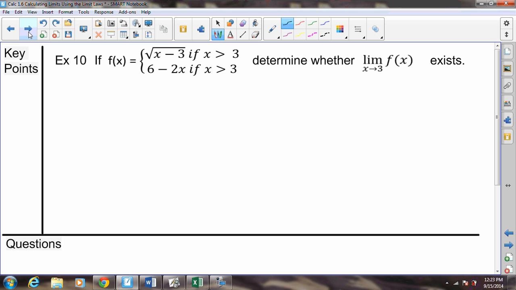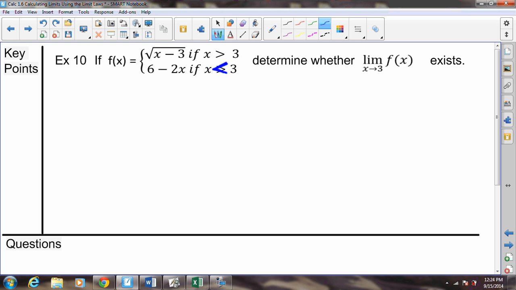Example number 10. If f of x is this piecewise defined function where we have the square root of x minus 3. And I have a typo. This is supposed to be if it's less than. I apologize for my typo, I'll fix it here. This is supposed to be less than 3.